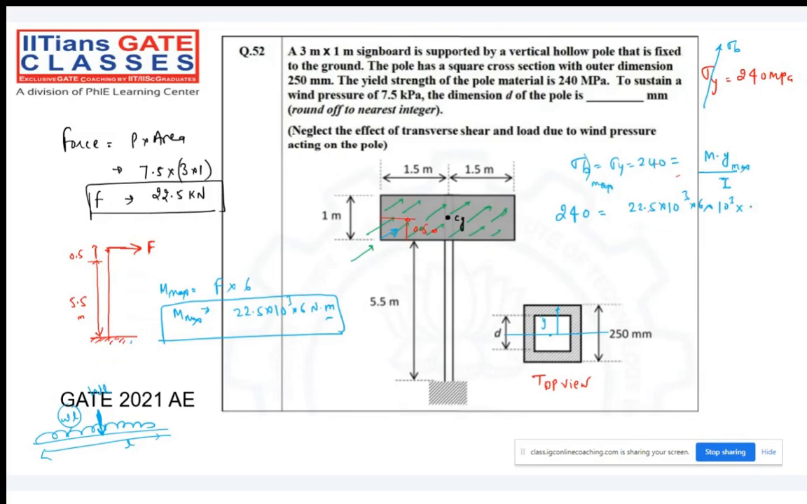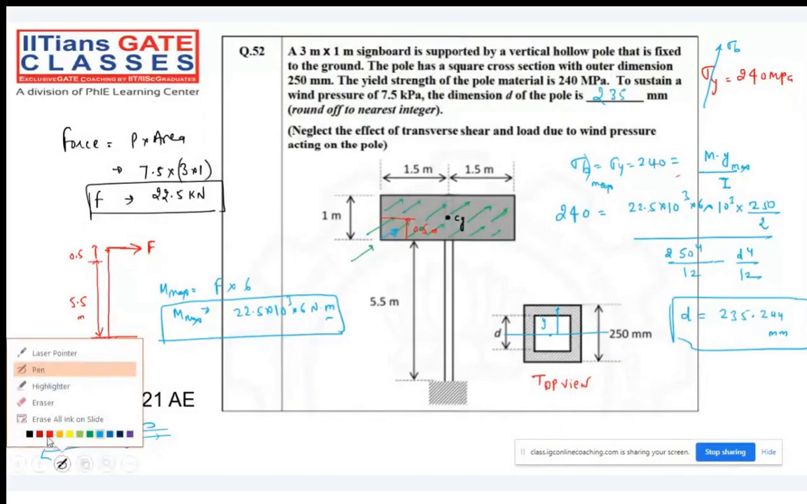So Y maximum will be 250 divided by 2. I, everybody knows, the moment of inertia for a hollow square section will be 250 to the power 4 divided by 12 minus d power 4 divided by 12. Getting my point? So now when you do the calculations, you are going to get d as 235.244 mm. They are asking for the nearest integer, so what is it?